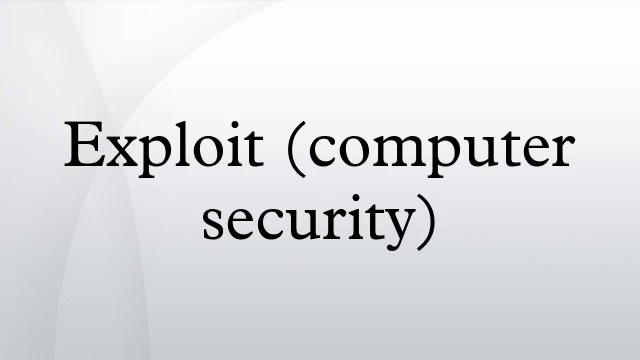An exploit is a piece of software, a chunk of data, or a sequence of commands that takes advantage of a bug, glitch or vulnerability in order to cause unintended or unanticipated behavior to occur on computer software, hardware, or something electronic. Such behavior frequently includes things like gaining control of a computer system, allowing privilege escalation, or a denial of service attack.